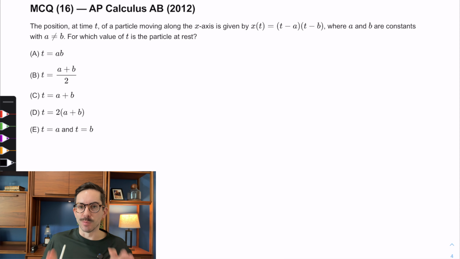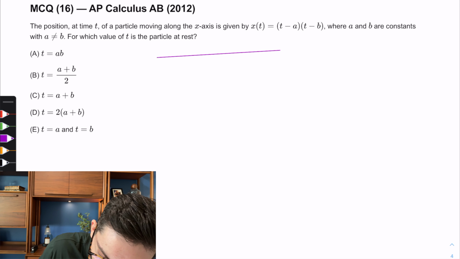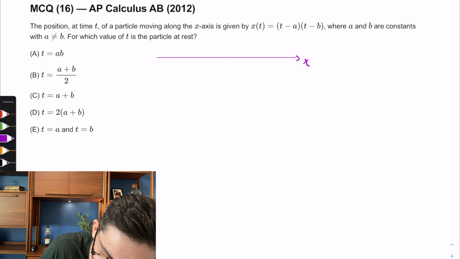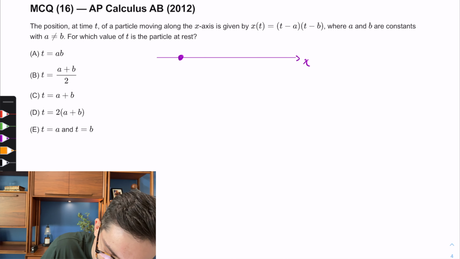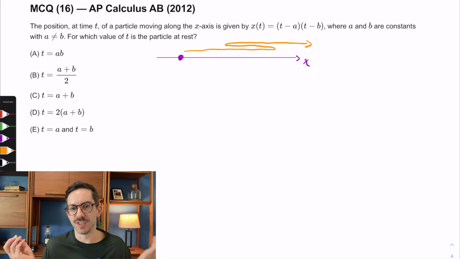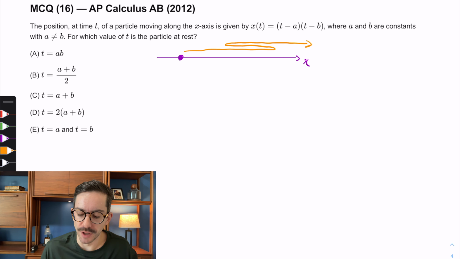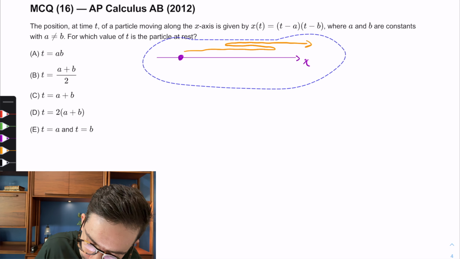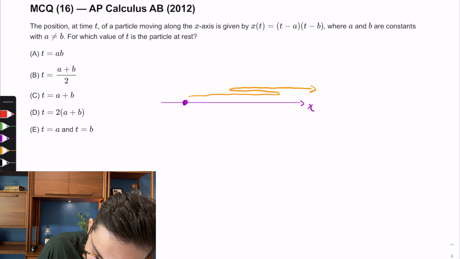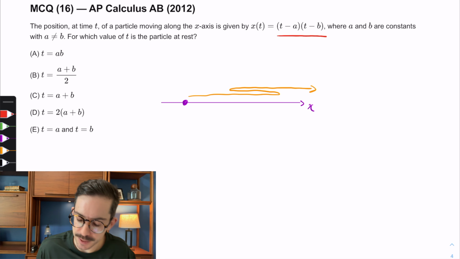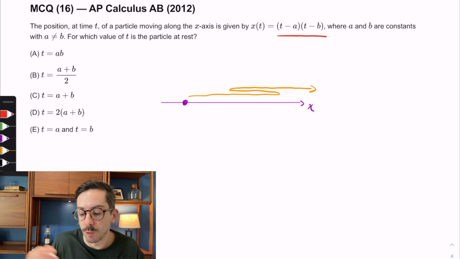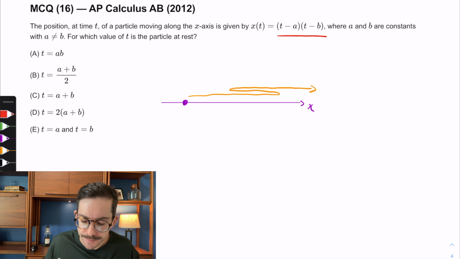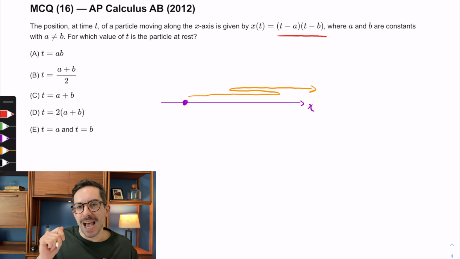After that last one, problem 16 is going to seem pretty wham bam, so let's get to it. We're told that a particle is moving along the x-axis on some journey, maybe moving back and forth, doing something, who knows what. But we are told that the position at time t is given by this formula here: t minus a times t minus b. And we're asked, where a and b are constants, they're not equal, hooray, we're asked where the particle is at rest.